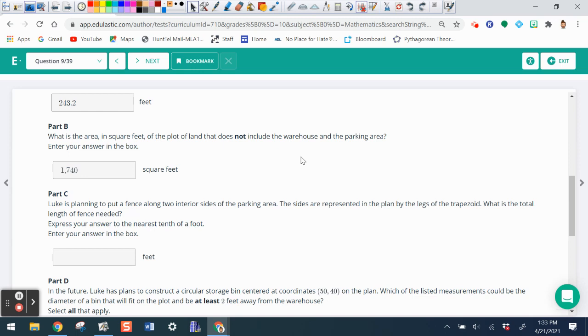Part C says Luke is planning to put a fence along 2 interior sides of the parking area. The sides are represented in the plan by the legs of, there's that word that I've been mentioning a couple times, the trapezoid. What is the total length of the fence included? So Luke is planning to put a fence along just 2 sides of the parking area, and it's the legs of the trapezoid. And so we are asked to find the total length of the fence needed, and it's going to be to the nearest tenth of a foot. So let's take a look at that.